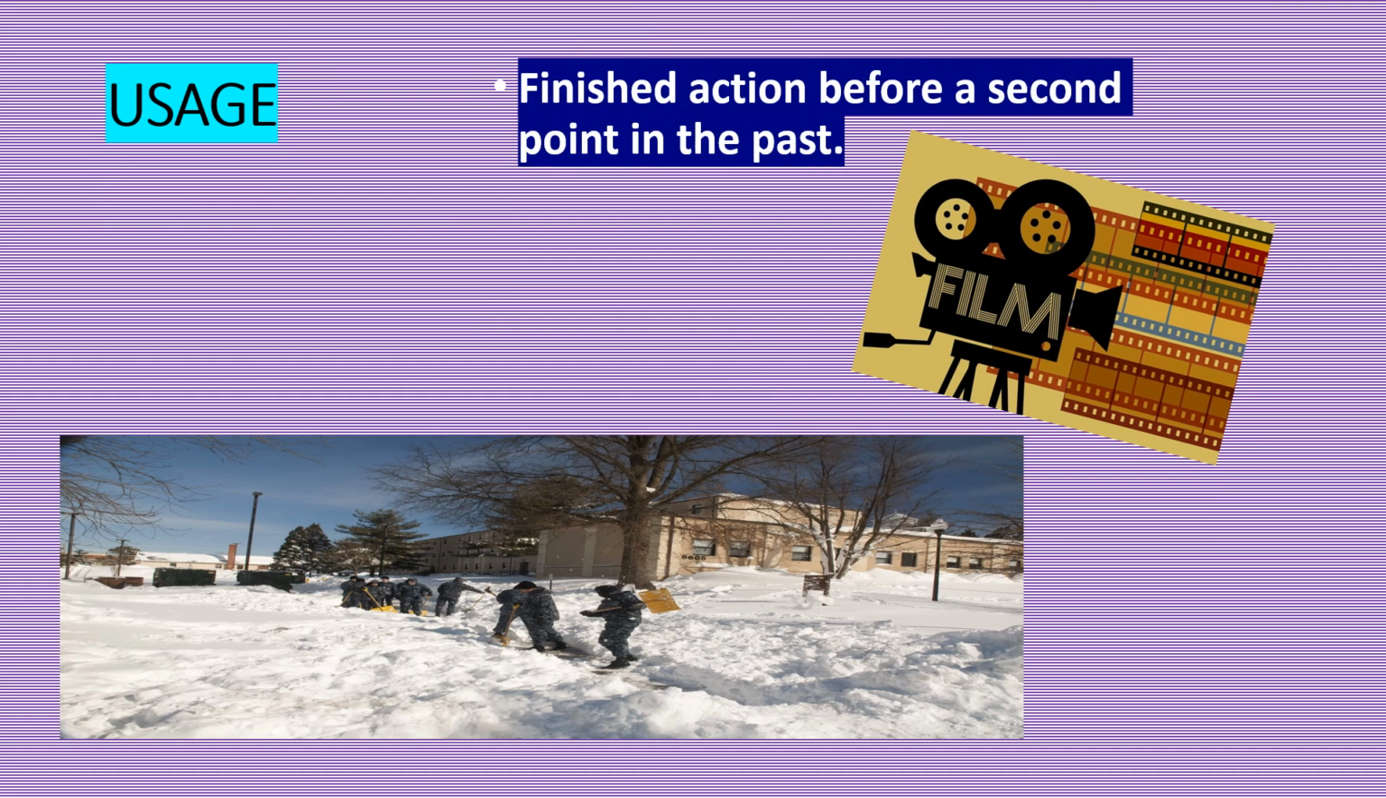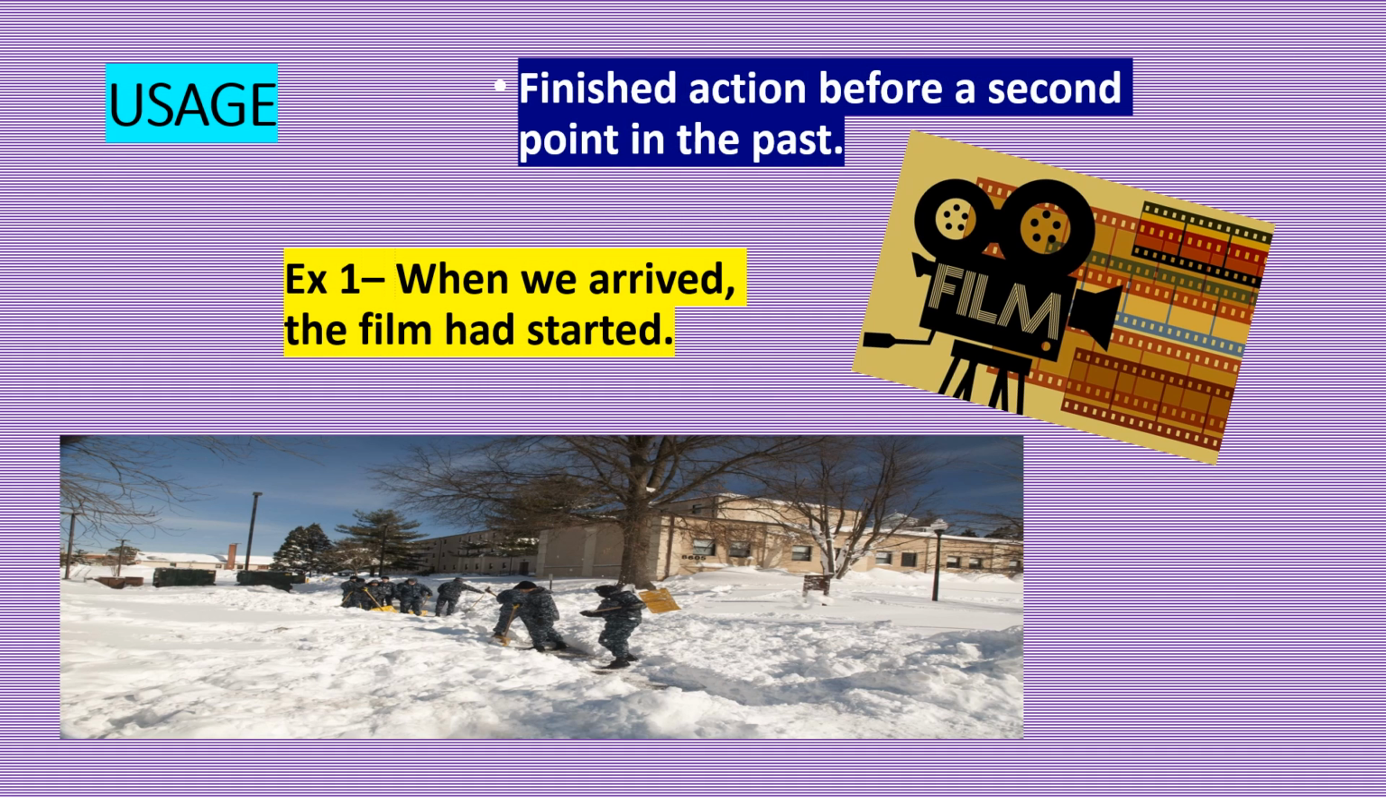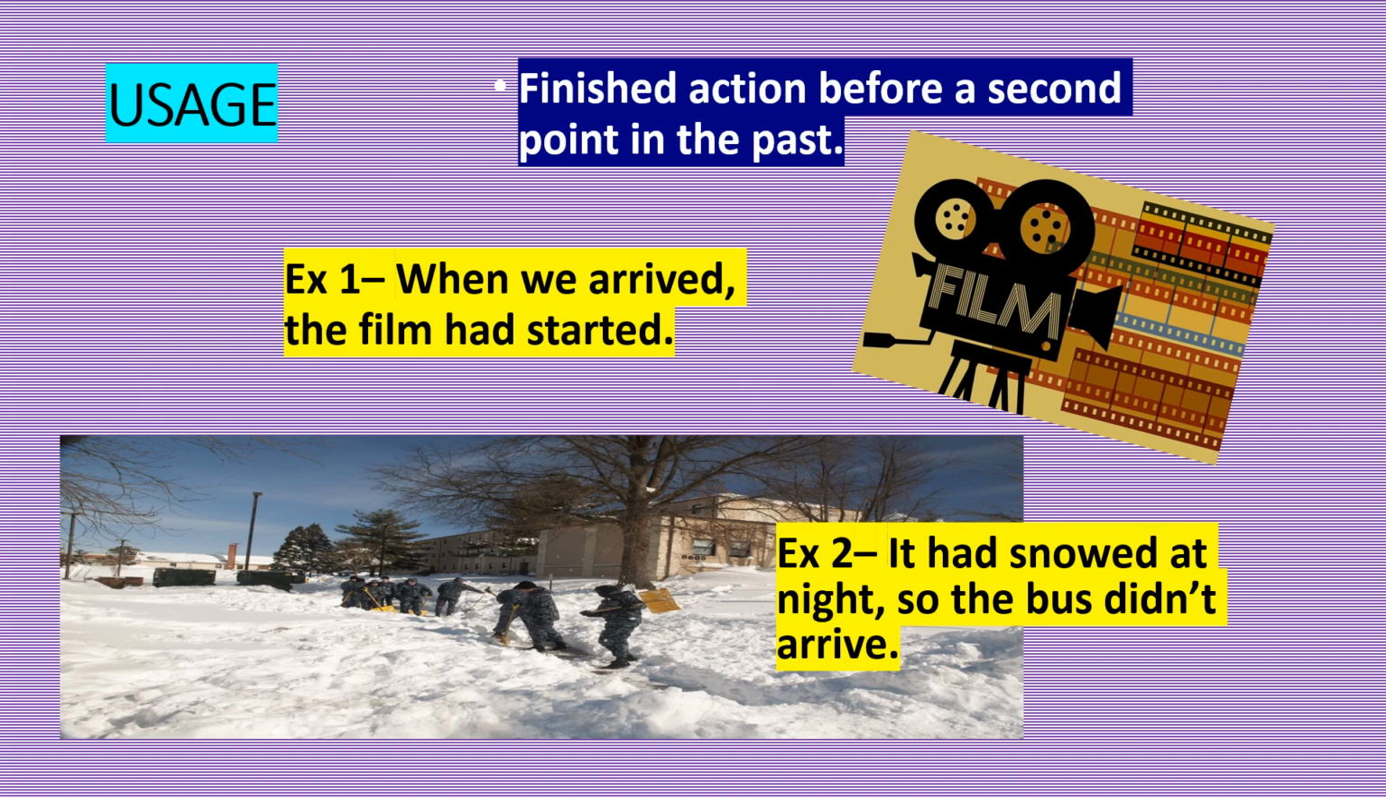So the first usage is it is talked about a finished action before a second point in the past. For example, when we arrived, the film had started, or it had snowed at night, so the bus didn't arrive. We usually use the past perfect to make it clear which action happened first. Maybe we are already talking about something in the past and we want to mention something else that is further back in time. This is often used to explain or give a reason for something in the past.